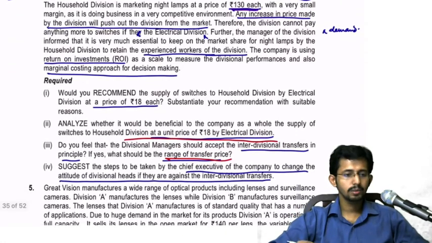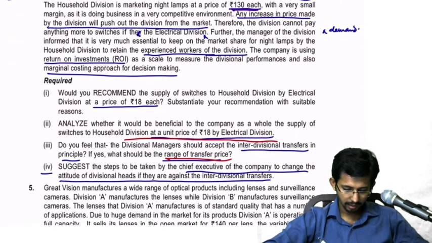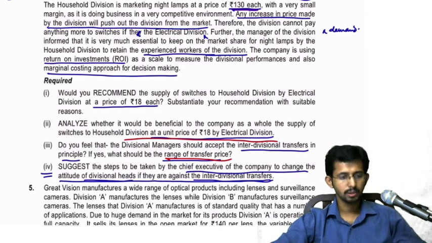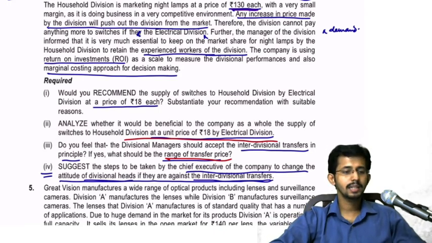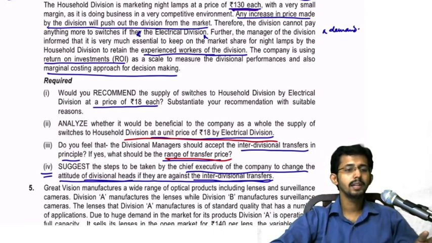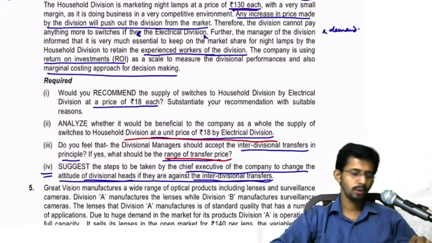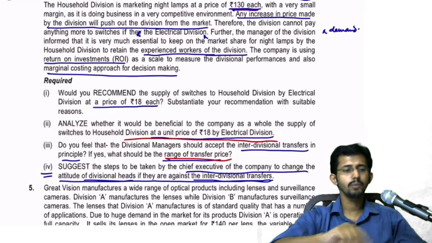Okay, now next is the fourth one. Suggest the steps to be taken by the chief executive of the company to change the attitude of divisional heads if they are against the interdivisional transfers. What you have to do, you can suggest about the dual rate transfer pricing system and two-part transfer pricing system. We will conclude the answer in one sentence.